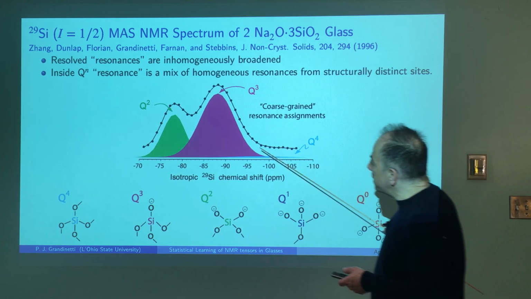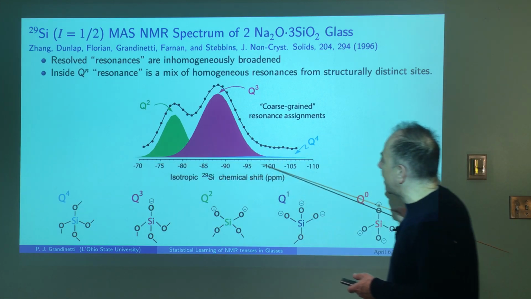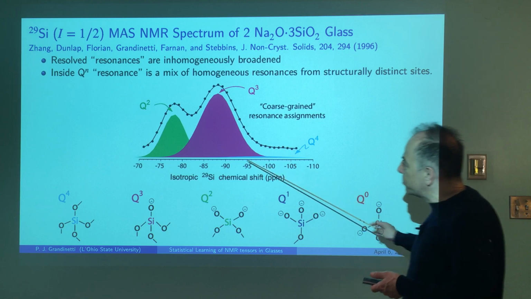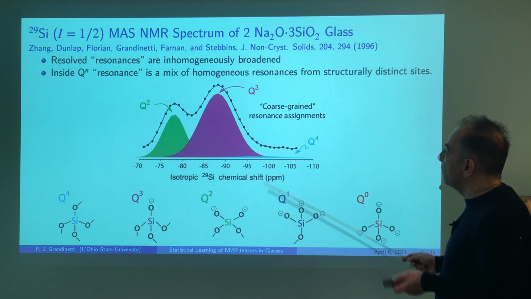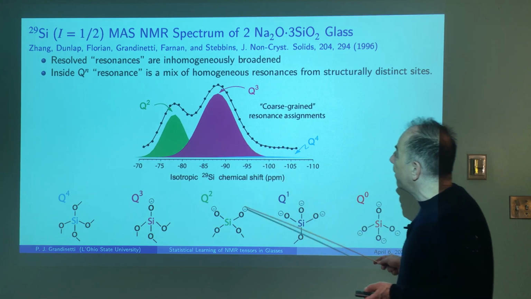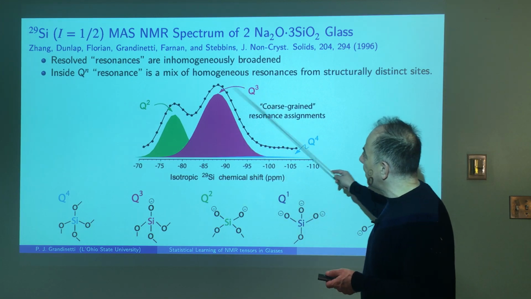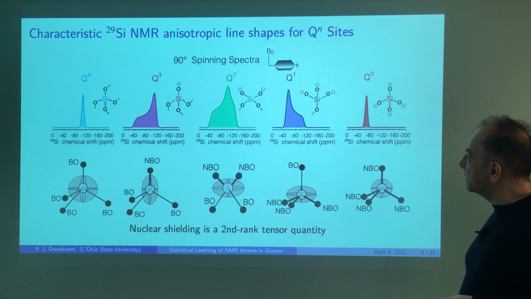And so you can see from their isotropic chemical shift assignment where these peaks lie, but there's a lot of hidden details underneath these broad lines. And we were trying to figure out if there are ways that we can learn more about variations in structures of each of these different types of sites.